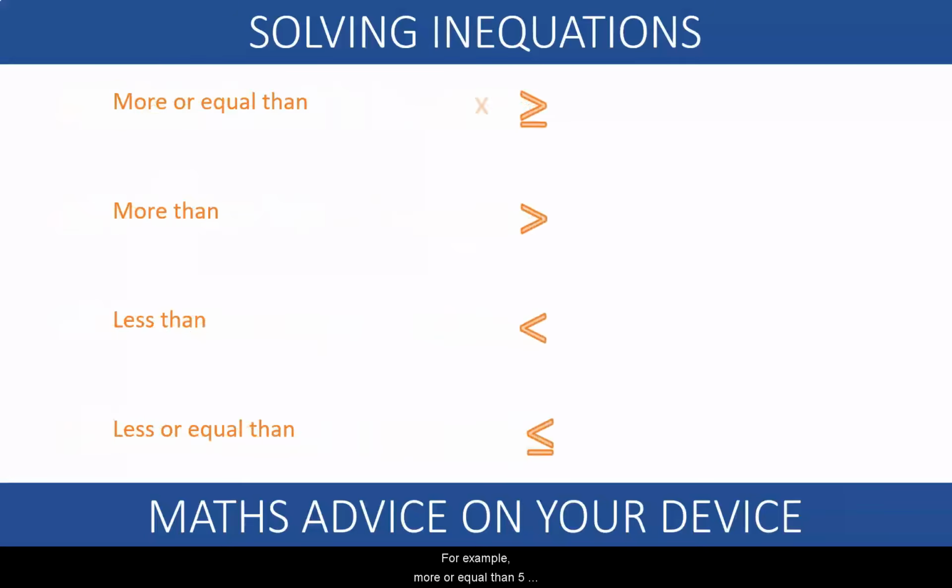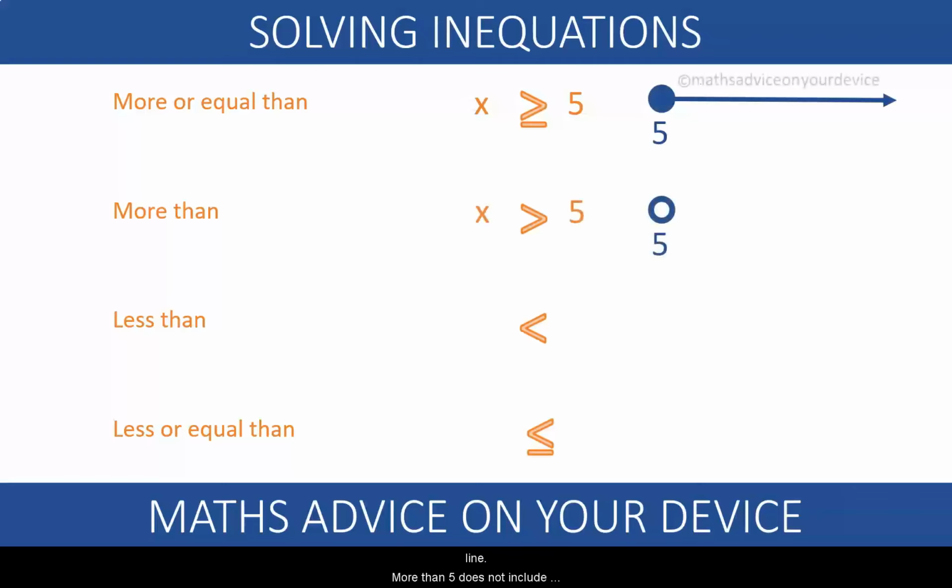For example, more or equal than 5 includes 5 and any number to the right of 5 in the number line. More than 5 does not include 5, so we signal this using an empty dot. 5 is not part of the solution, but any number bigger than 5 is.